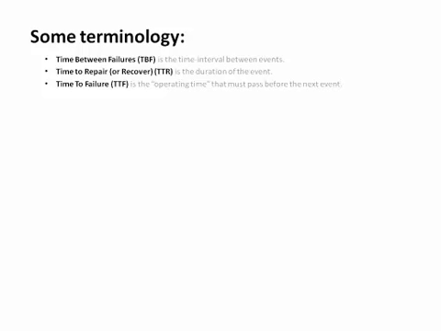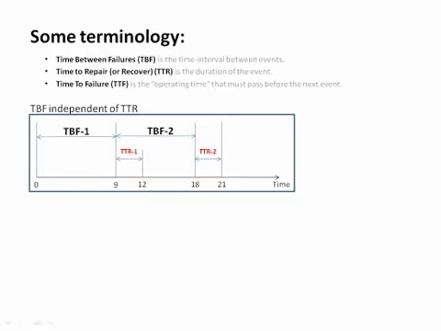There's time to failure, and that is the operating time, which we'll define later, that must pass before the next event. This comes into play when we start modeling the different ways that events can stack up. So if the time between failure and the TTR are independent of each other, they stack up as you see in the diagram. One time between failure occurs. At the end, when that failure occurs, the repair processes start. But just because you're in a repair mode does not mean that you won't be elapsing time towards your next failure.